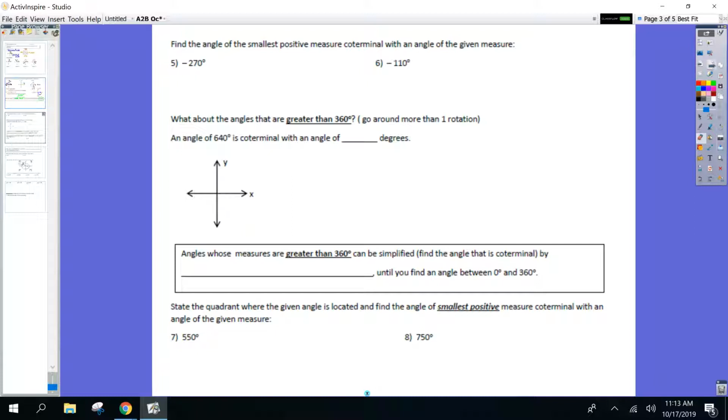Okay, on you guys. Go ahead. Negative 270 and negative 110. Find me the smallest positive measure that's coterminal with it now. Hey, did I ask to graph it at all? No, so if you don't want to graph it, don't. I'm not asking you to. I'm just looking for the smallest positive angle that shares the terminal side with negative 270 on number 5 and negative 110 in number 6.